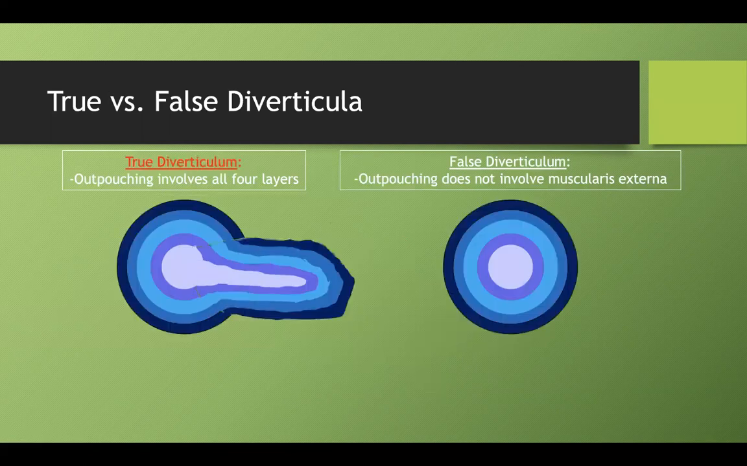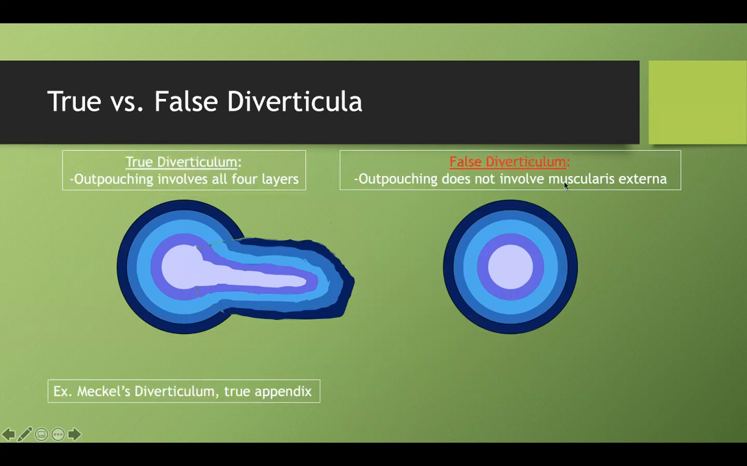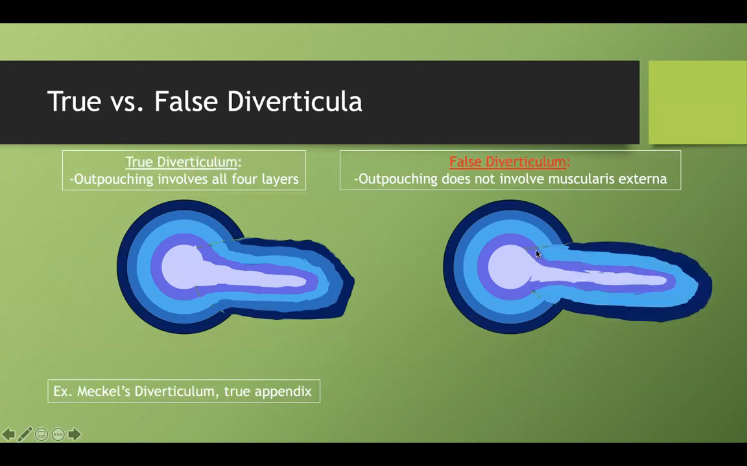So here's a true diverticulum where all 4 layers, you can see outpouching here. That can happen in Meckel's or a true appendix. And a false diverticulum here, you can see that we've broken through our muscular layer, and now we only have 3 layers here in our diverticulum. And that can happen, and we already talked about Zenker's diverticulum earlier, but in this case, it can happen in diverticulosis as well.